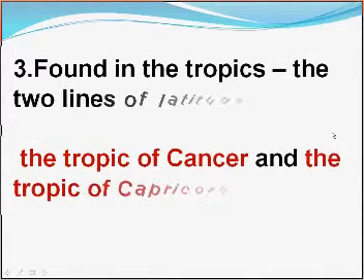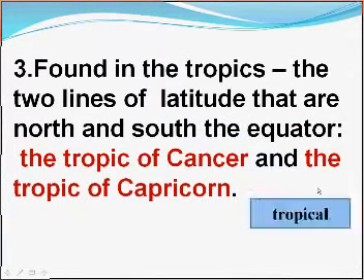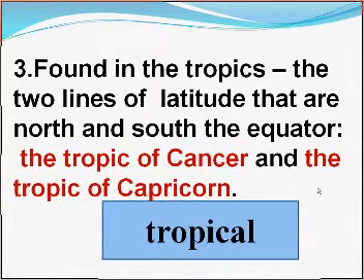Next. Found in the tropics. The two lines of latitude that are north and south of the equator. The Tropic of Cancer and the Tropic of Capricorn. So, the word is great, tropical, very easy. That's found in the tropics.